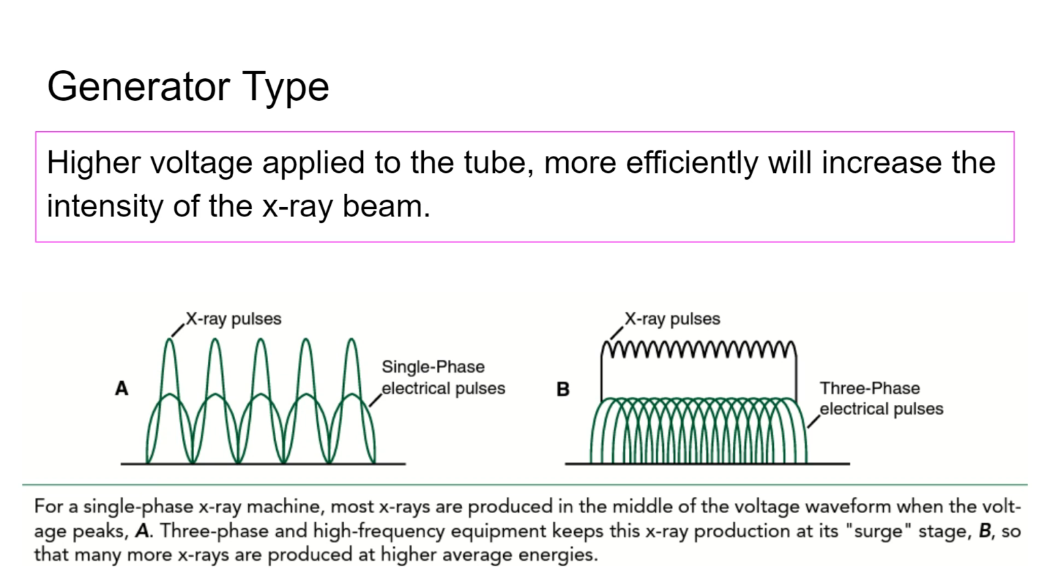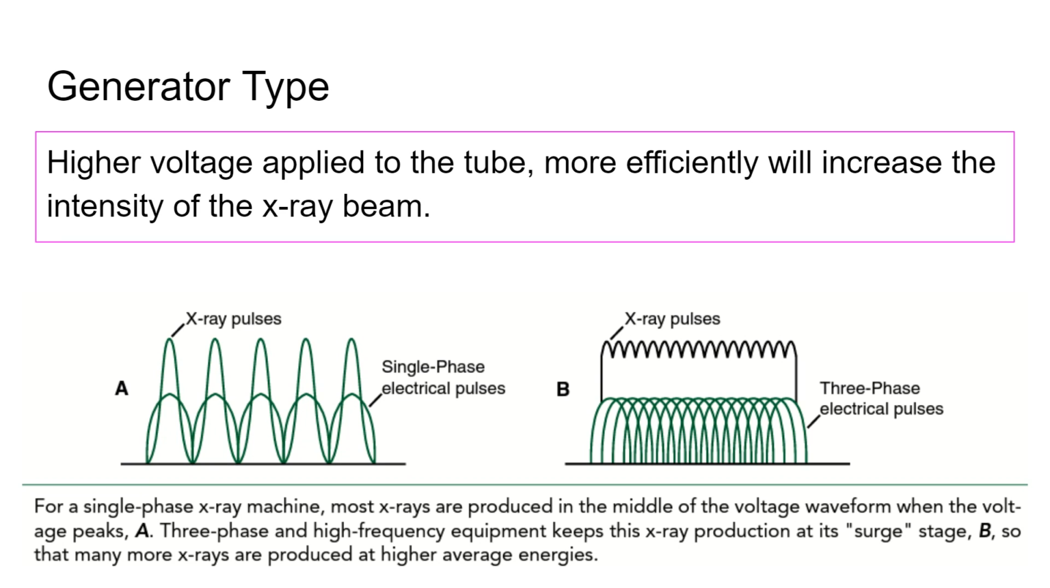A more efficient generator, such as a triple phase or a high frequency generator, will give you more radiation in the same period of time as a less efficient generator. Remember I said that you get about a third of the radiation you set? That's at a single phase. At a triple phase or high frequency generator, which is more efficient, you get closer to 98, 99% of what you actually set is what you get. So if you set 90 over here, you get 30. If you set 90 kV over here, you get 89 for every single photon.